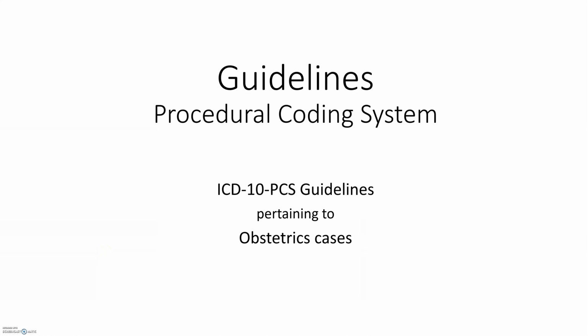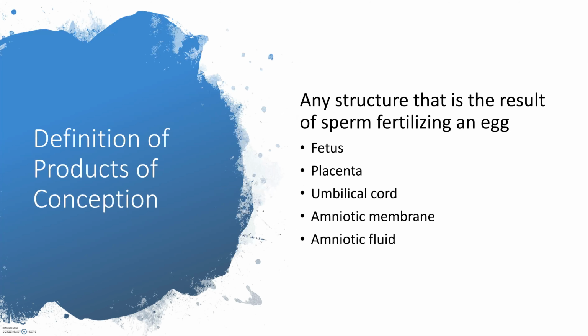ICD-10 PCS guidelines pertaining to obstetric cases. First, I will define the products of conception. Any structure that is the result of sperm fertilizing an egg. That could be the fetus, placenta, umbilical cord, amniotic membrane, or the amniotic fluid.